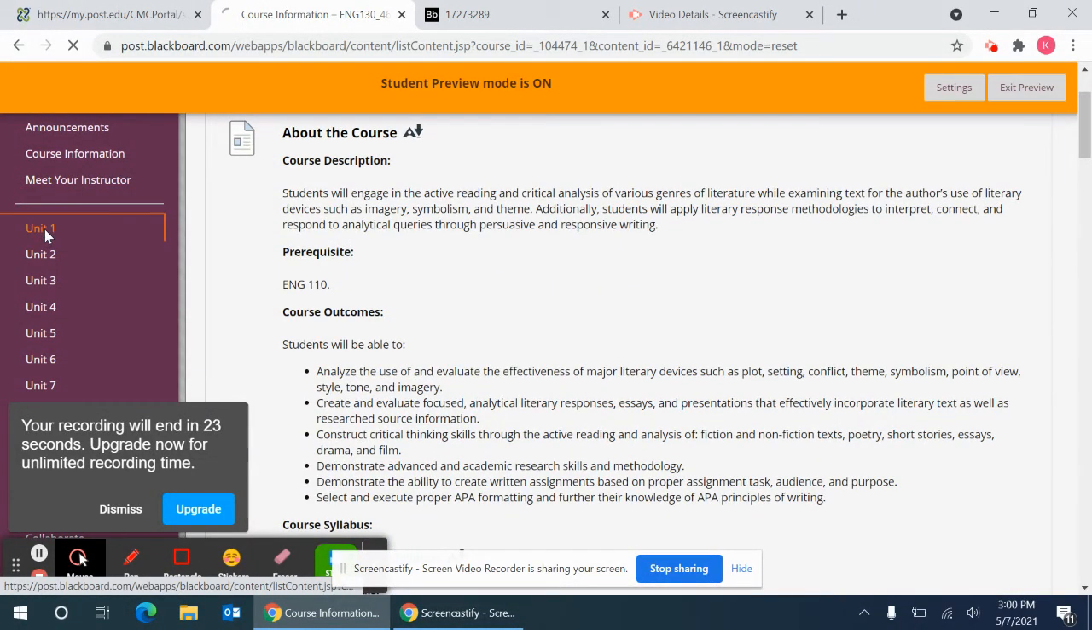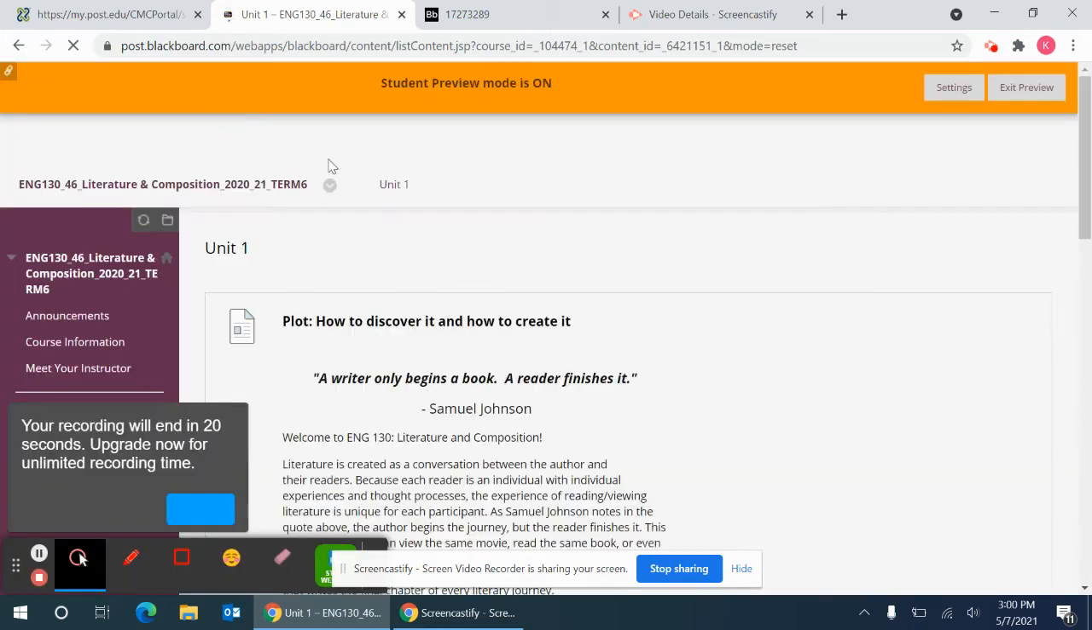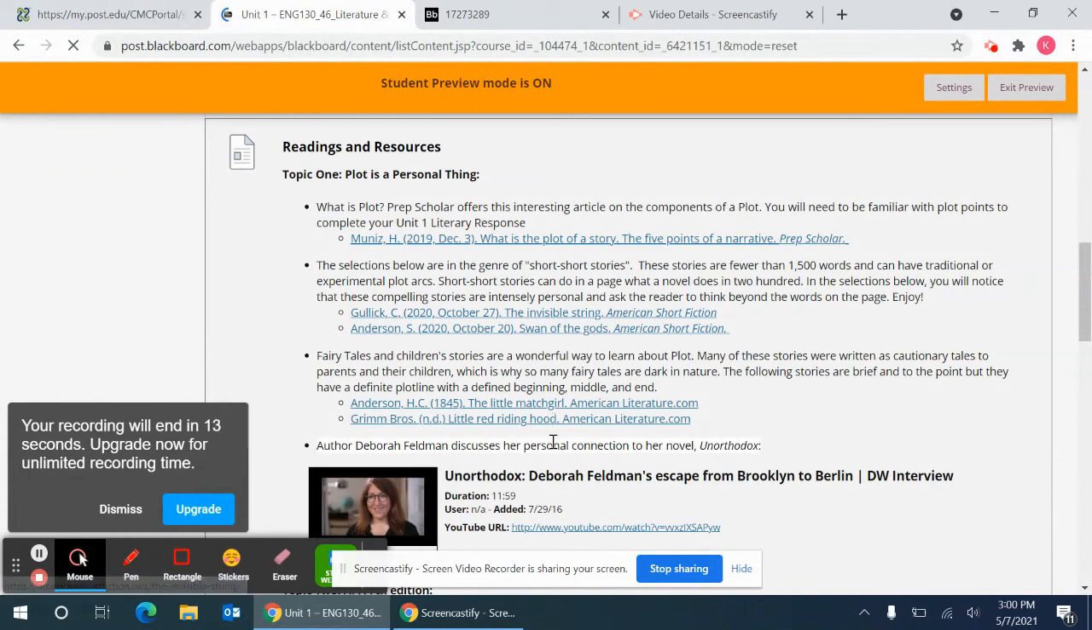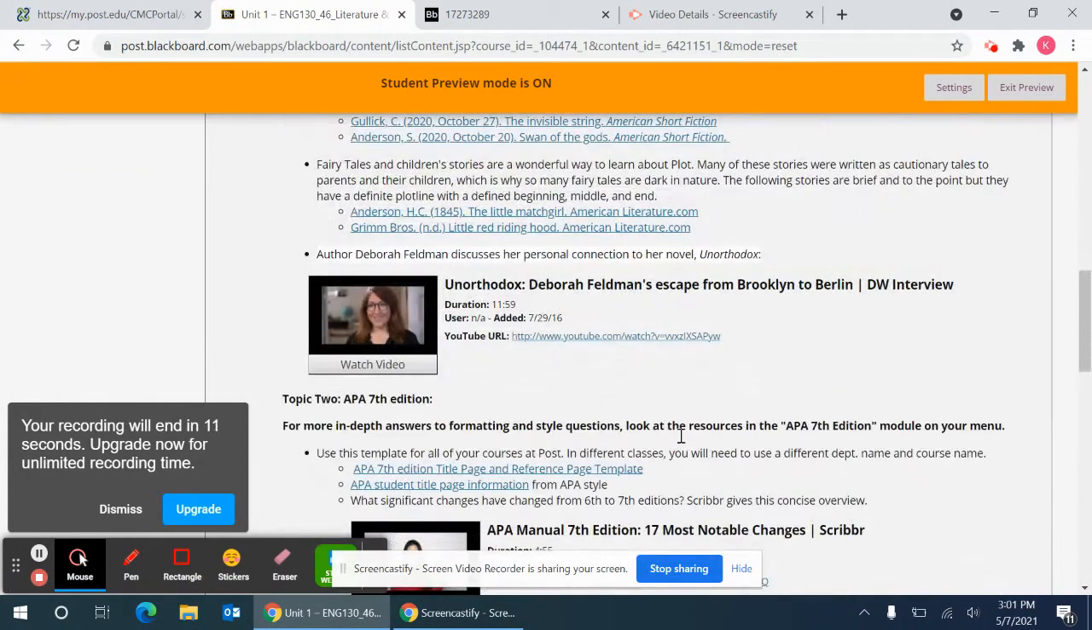And then if you click on each unit, you will have an even more detailed breakdown of exactly what is expected, links to the readings. For example, here are all the readings and resources for Unit 1. So that is all there.